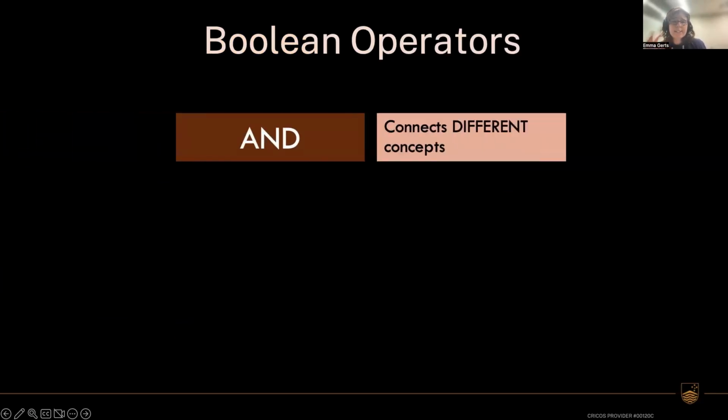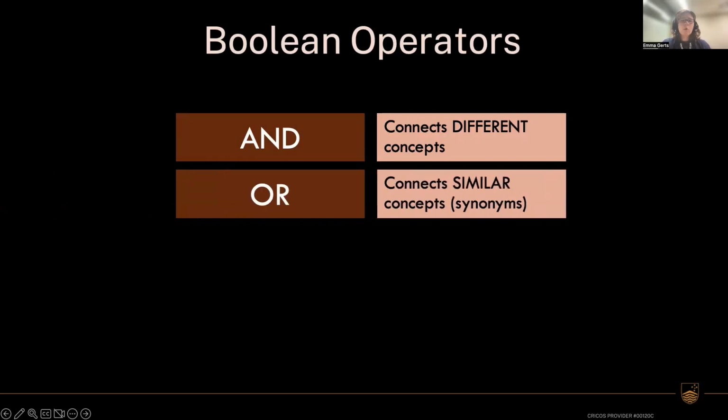So the first of these is AND. We use AND to connect different concepts. So when we're thinking about our example question, you have your social media bucket and you have your identity bucket as your two key concepts. You use AND to connect those two. And so basically what it tells the database is that we only want articles that have both of those terms in it. So it narrows your search down to make sure that the papers you're getting are actually relevant.